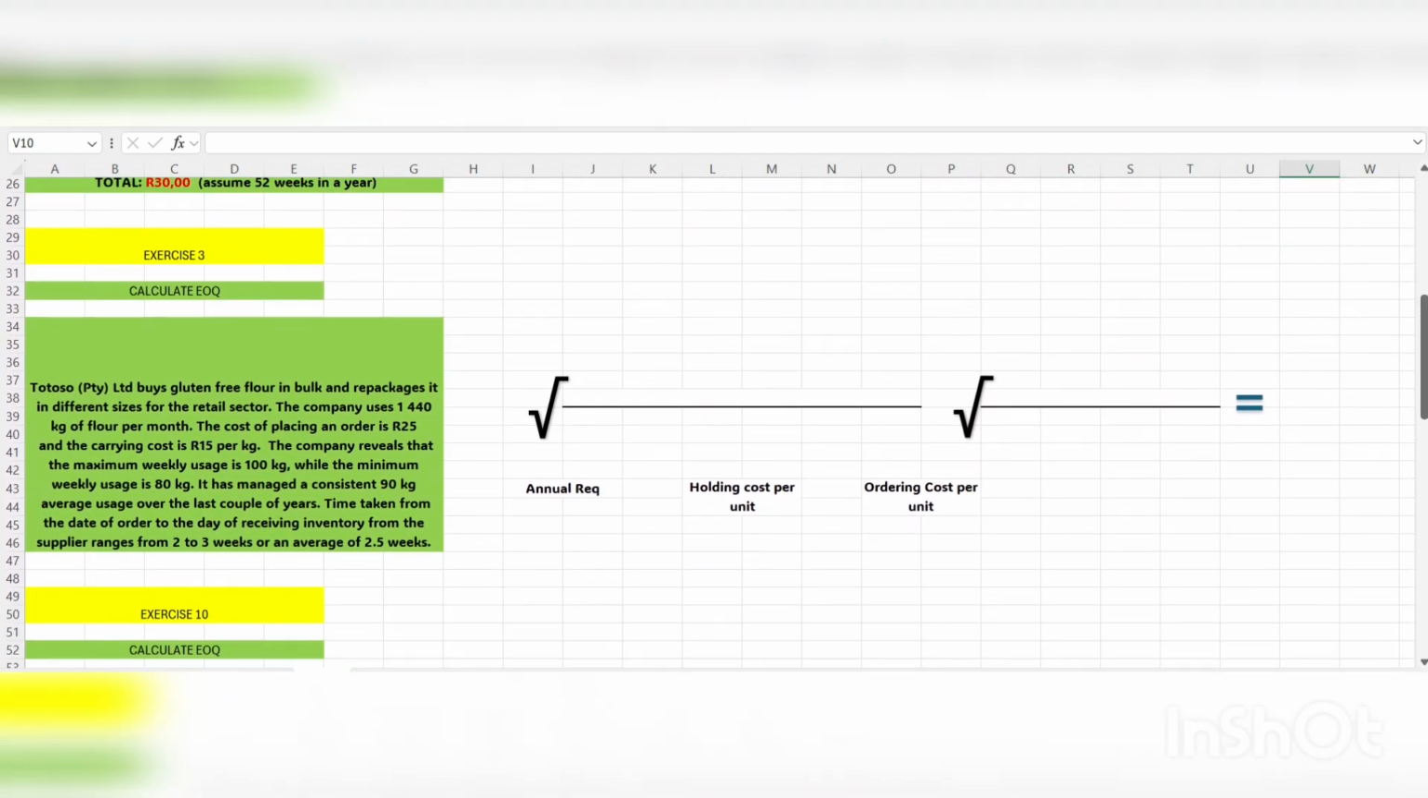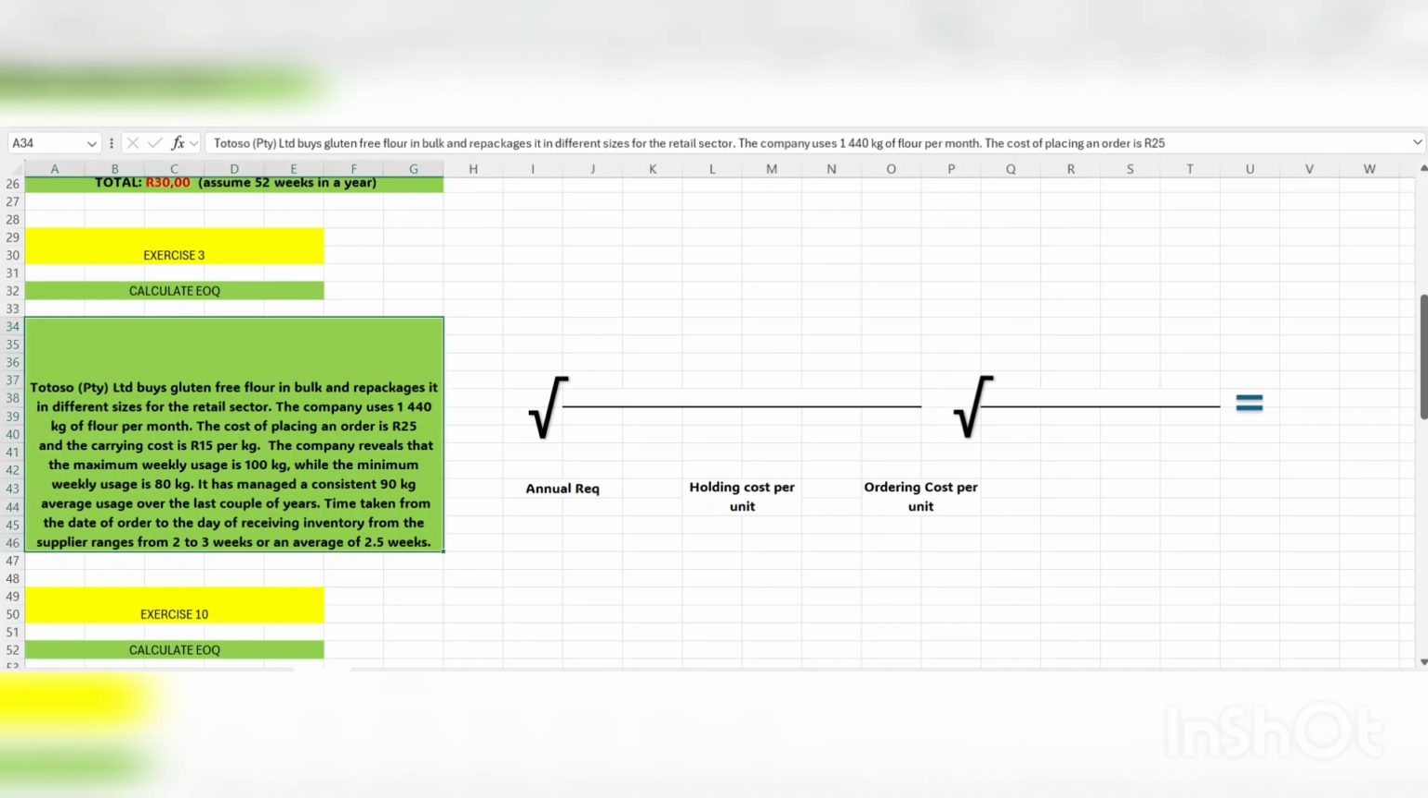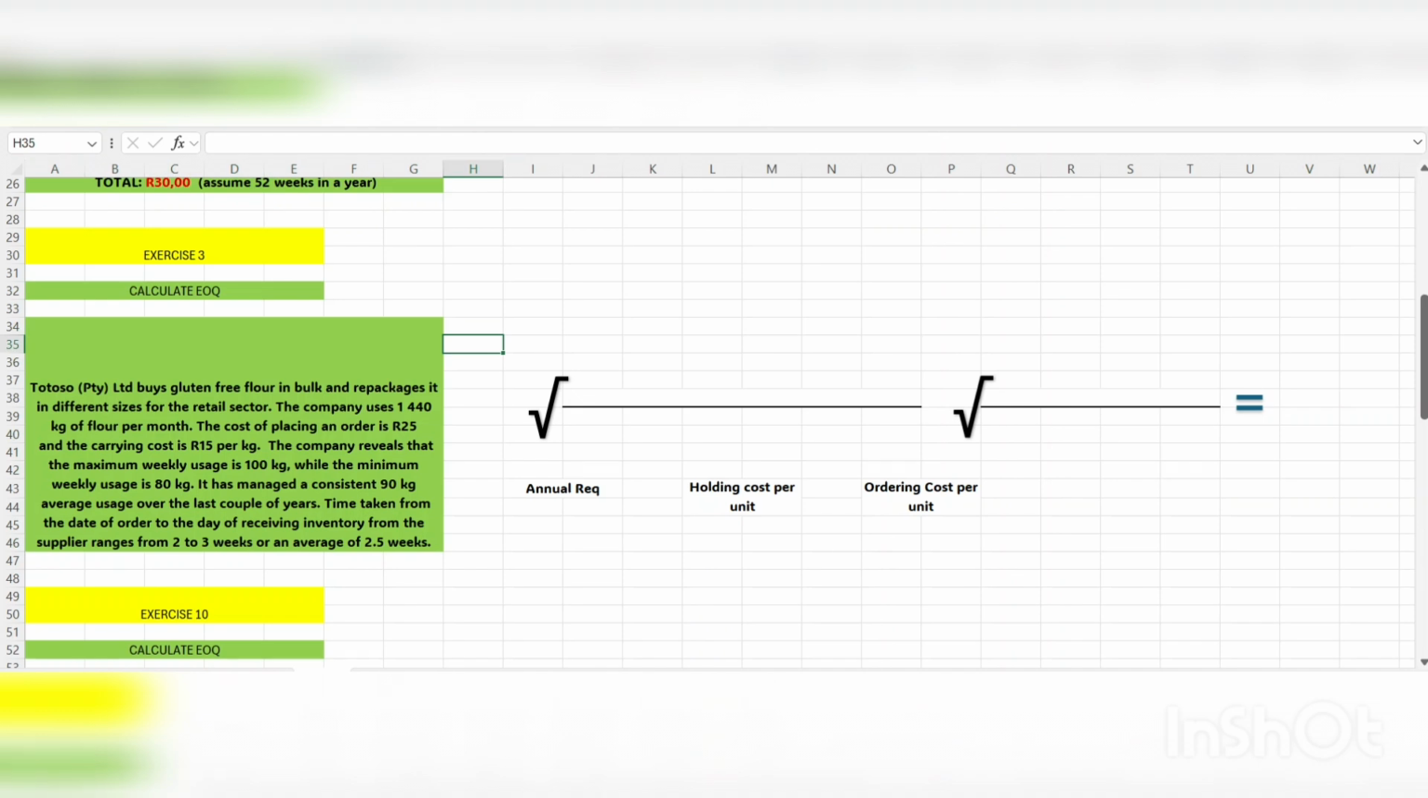Okay, so we're asked to calculate our economic order quantity, and it gives us the following information. The company uses 1,440 kgs per month. The cost to place an order is 25 rand. The carrying cost is 15 rand. They tell us about the weekly usage, the minimum usage, the average over a couple of years, and the time it takes. As you can see, I've left the formula out because I just wanted to see if you know it, and you have to know it.